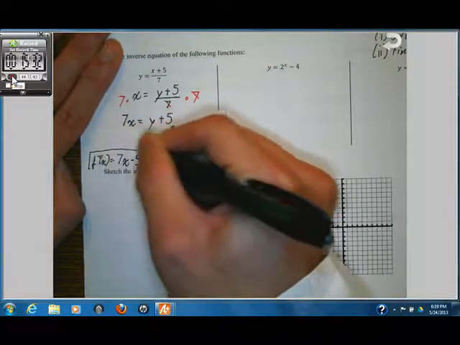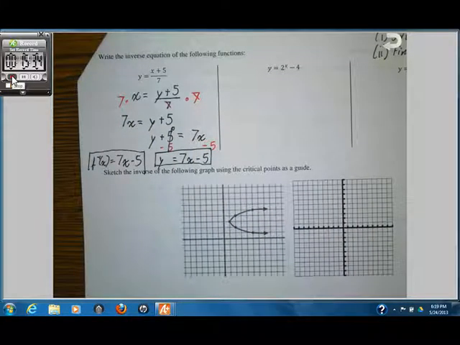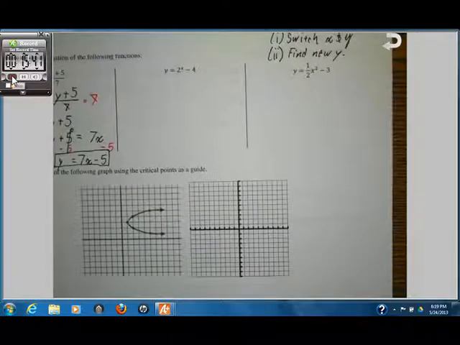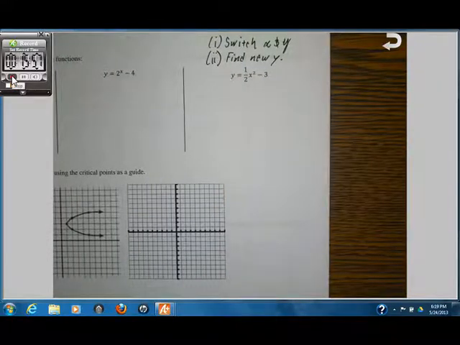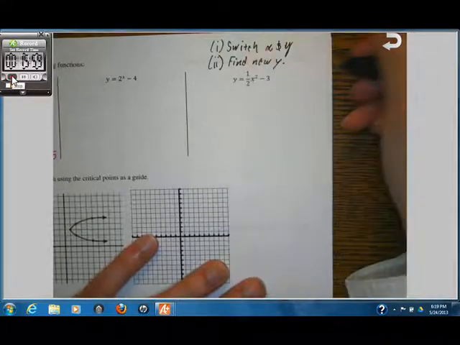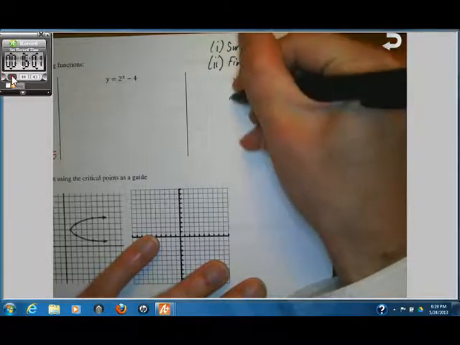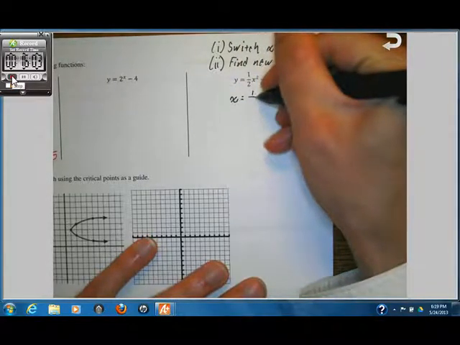So you do the same thing. You write it as x is now equal to 1/2 y squared minus 3. Now, in your standard order of operations, you square, multiply by a coefficient, add or subtract a constant. When you're solving, you have to do the opposite. So the first thing you're going to do is cancel the constant. So we're going to add 3. So now we have 1/2 of y squared is equal to x plus 3.